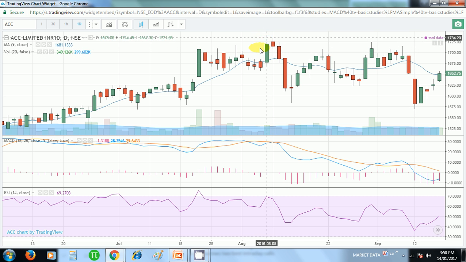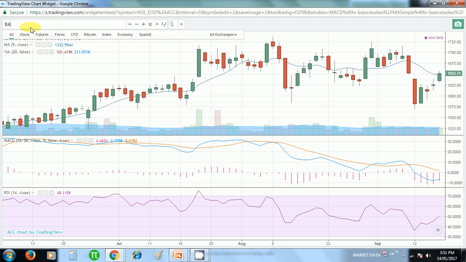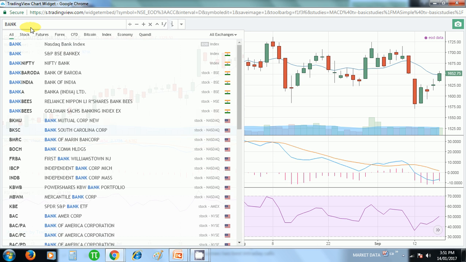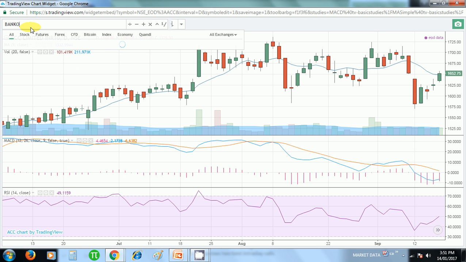Okay, so this pattern is the evening star pattern. What I am saying is that this pattern is very important, and the high doesn't come again in the market. So we will take an example of Bank of India. I am going to type here Bank of India.